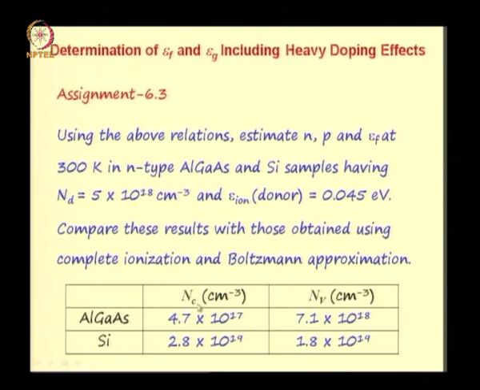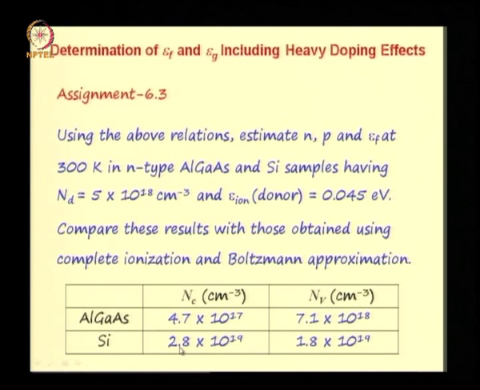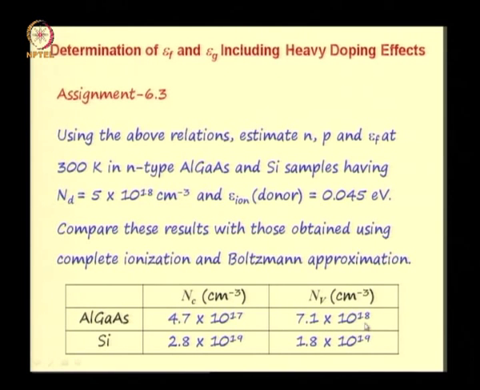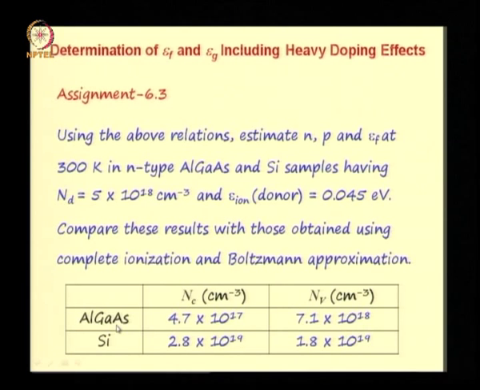Here are the values of Nc and Nv for aluminum gallium arsenide and silicon. For aluminum gallium arsenide 4.7 × 10^17 per centimeter cube, and for silicon 2.8 × 10^19 per centimeter cube for Nc. And similarly for Nv, the values are 7.1 × 10^18 per centimeter cube for aluminum gallium arsenide and 1.8 × 10^19 per centimeter cube for silicon.